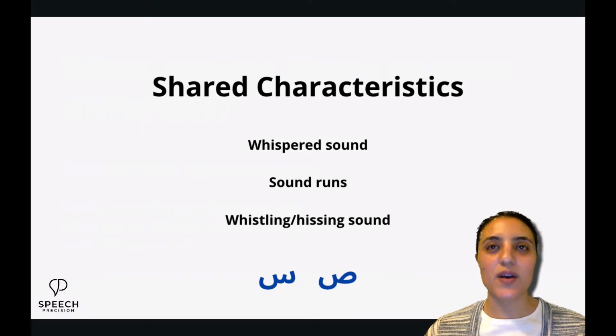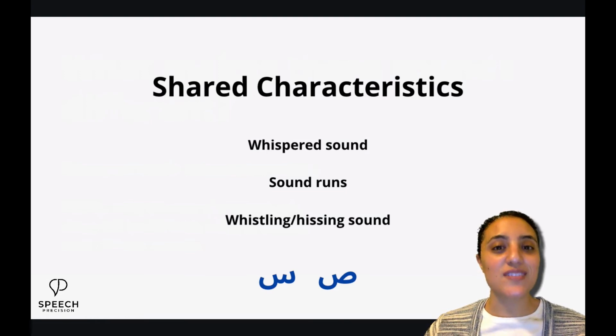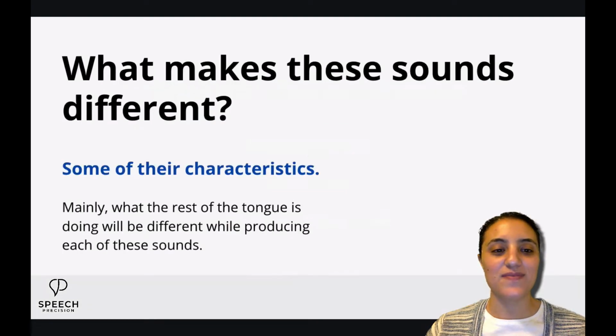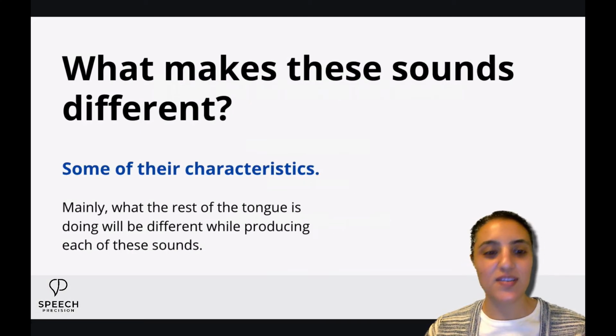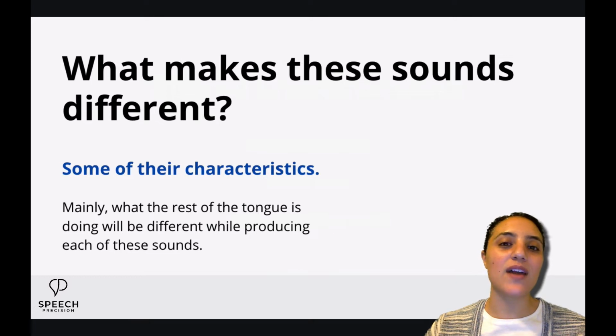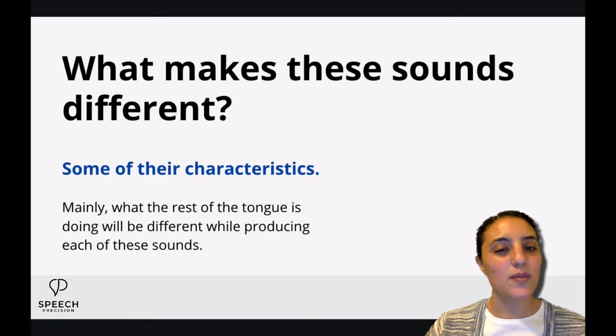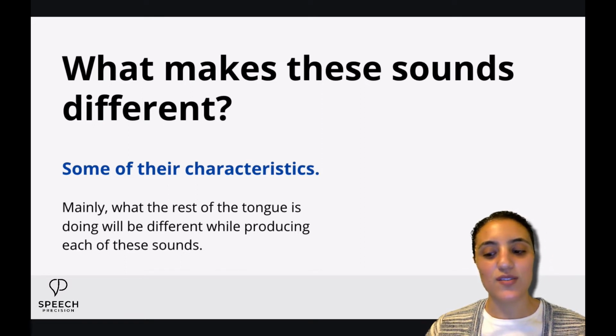So we just talked about how the Seen and the Saad come from the same exact place, and they both share all of these same characteristics. So what is actually different about these two sounds? What makes these two sounds different is some of their characteristics. So mainly we're going to look at what happens with the rest of the tongue. We talked about what the tip of the tongue is doing, but what is the rest of the tongue doing? And that's going to be what's different between these two sounds.